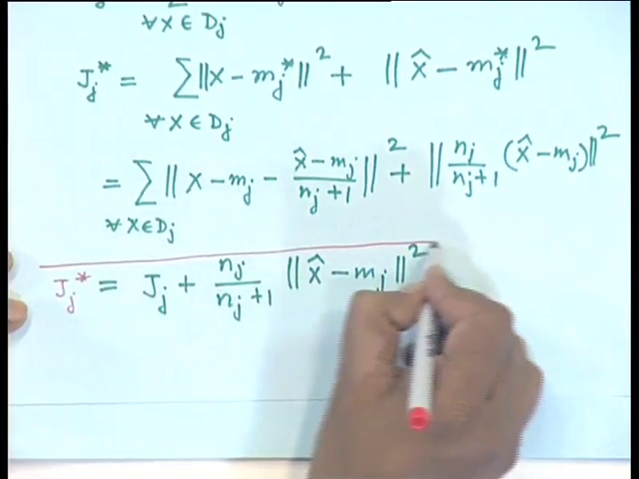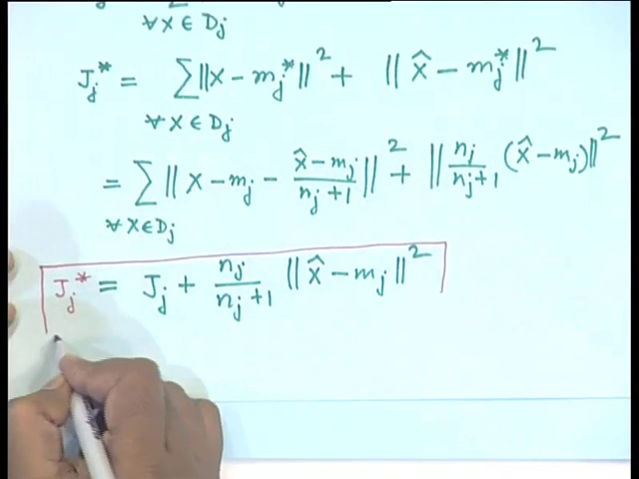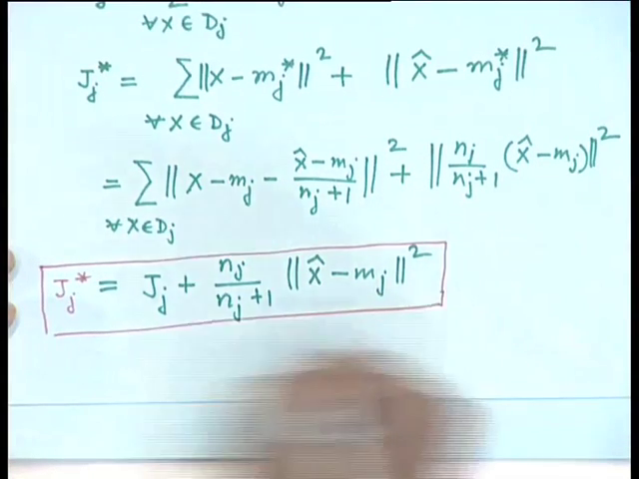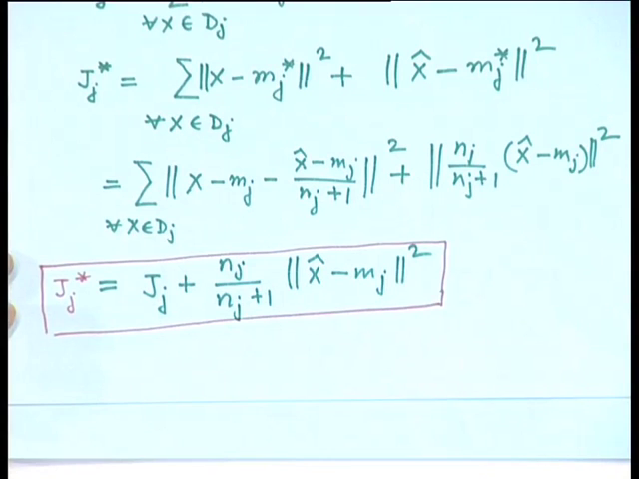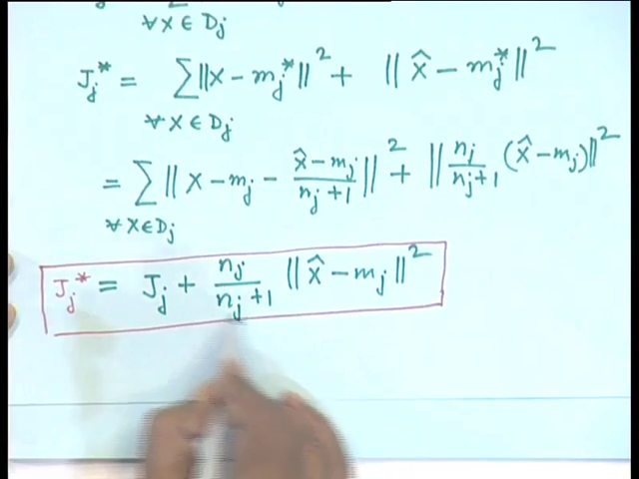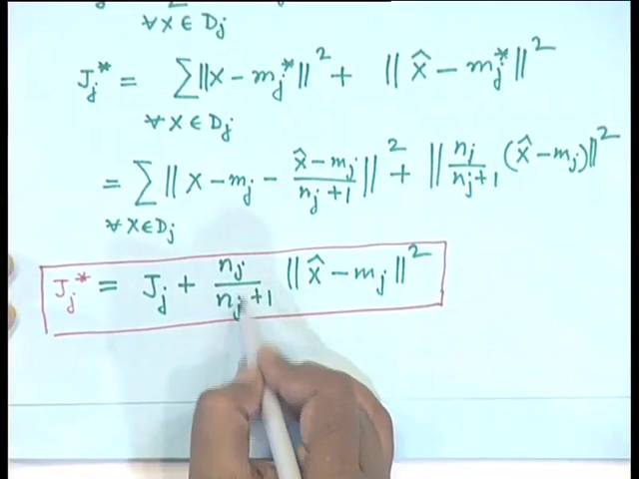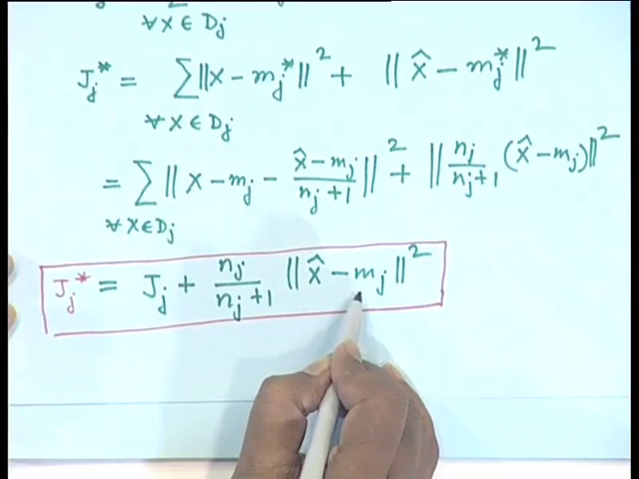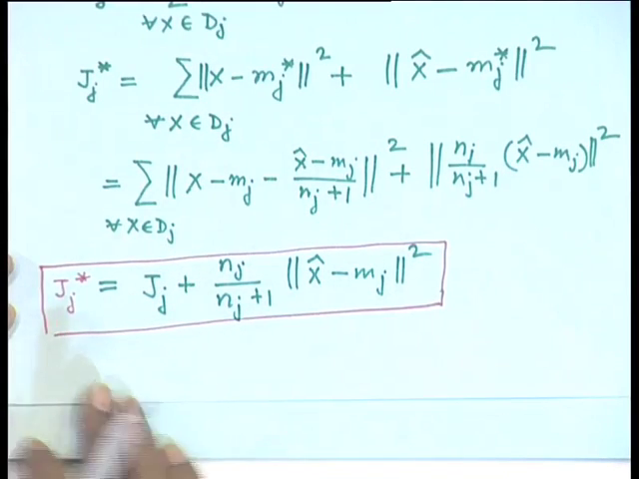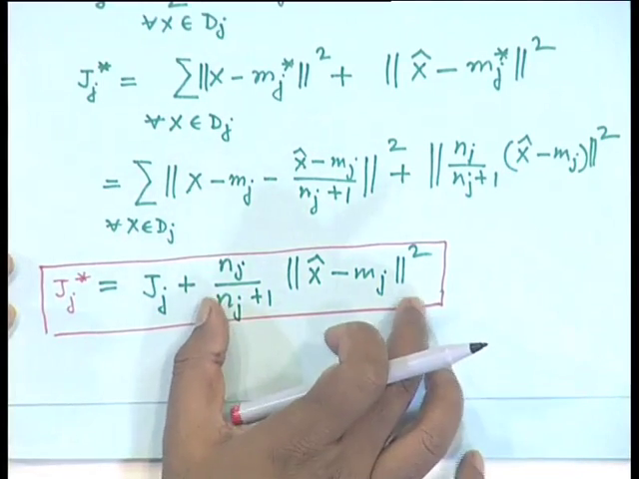So, for the jth cluster where I have pushed this feature vector x hat, there the total error has been increased by an amount n_j upon n_j plus 1 into the squared distance of x hat minus m_j. This is the amount of increase in the error in the jth cluster.